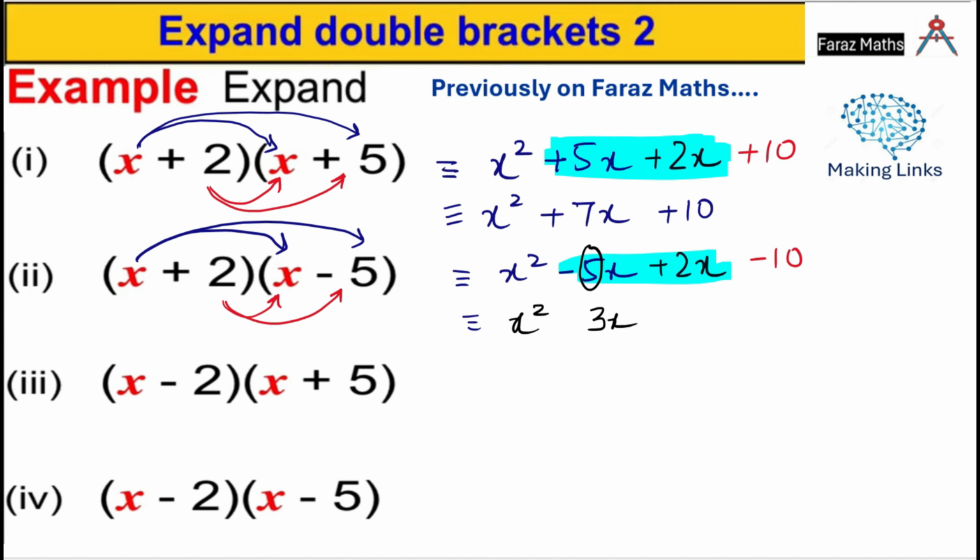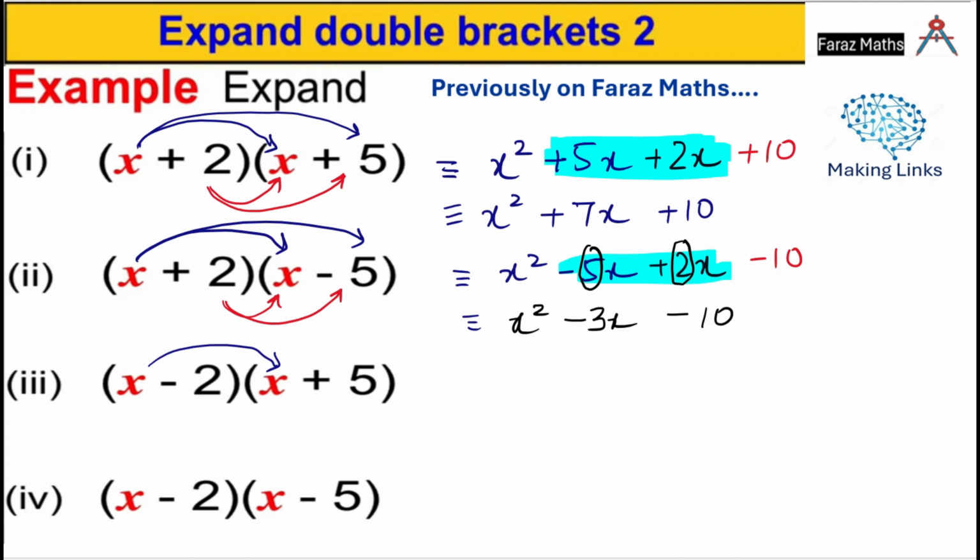If you just compare the numbers, okay, so this is just a technique. If you use the sign of the bigger number, you will get the answer. So just compare 5 and 2. The bigger one is 5. So that's why we are using the negative sign. And that's just a technique. x squared minus 3x minus 10.